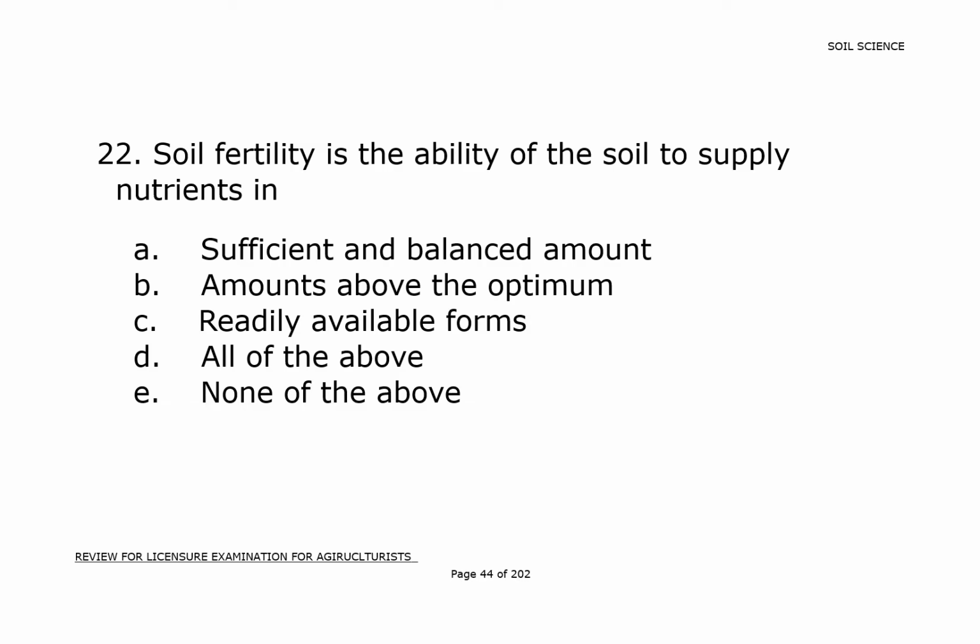Number 22. Soil fertility is the ability of the soil to supply nutrients in A. Sufficient and balanced amount. B. Amounts above the optimum. C. Readily available forms. D. All of the above. Or E. None of the above.